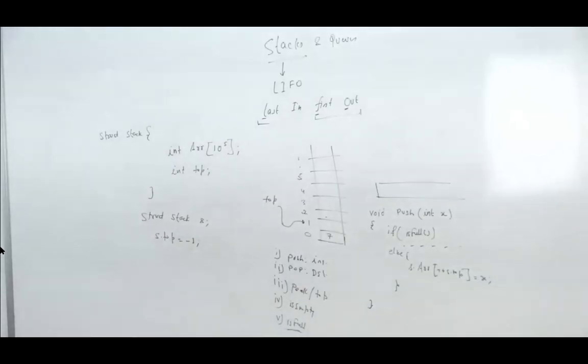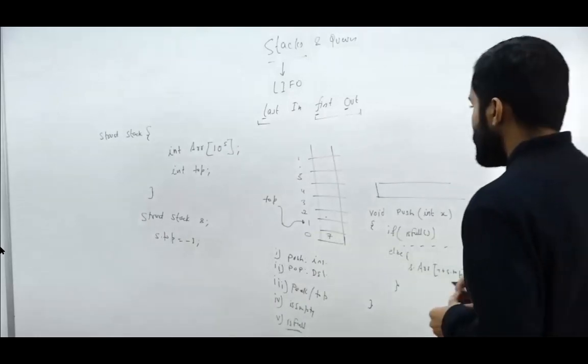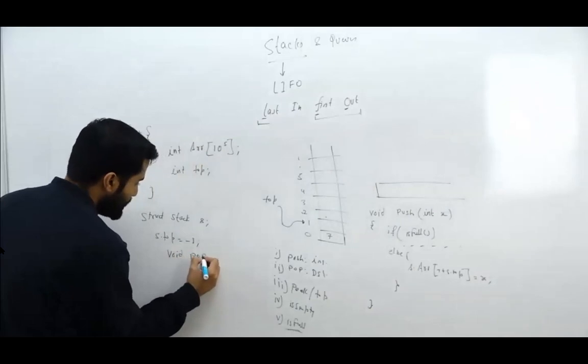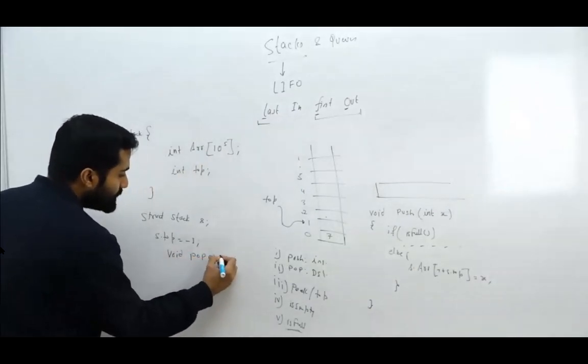Okay. Cool. What to do in case of pop? Let's say you want to pop. Pop again is a read operation. Should it take some argument? The answer is no.